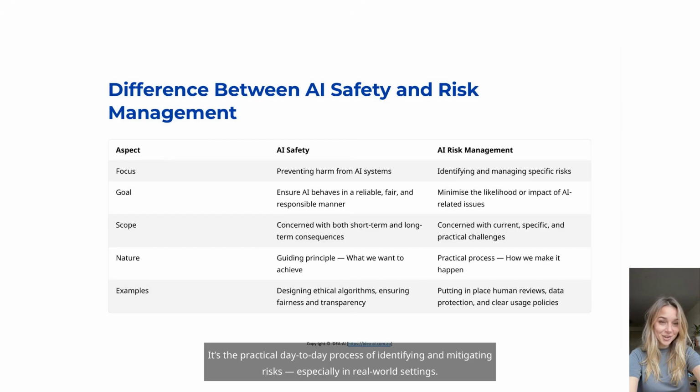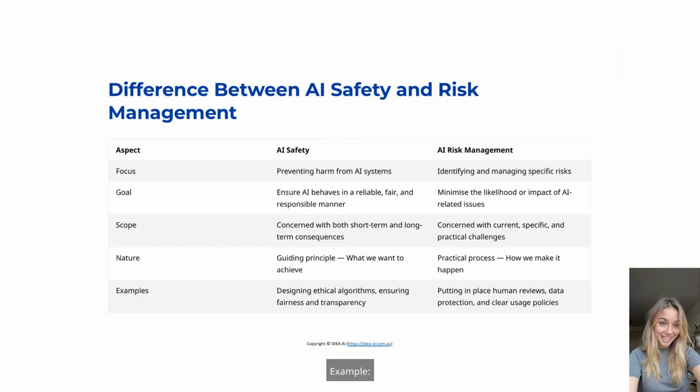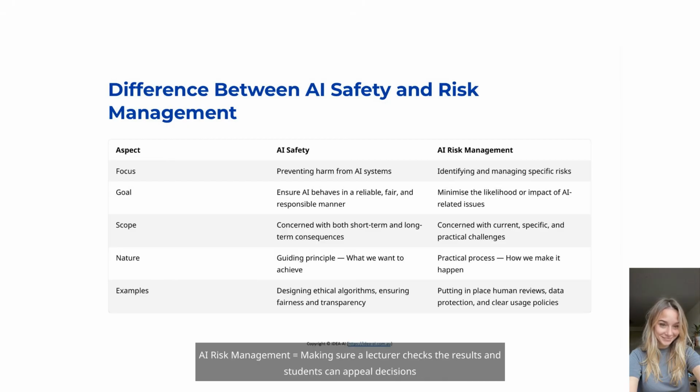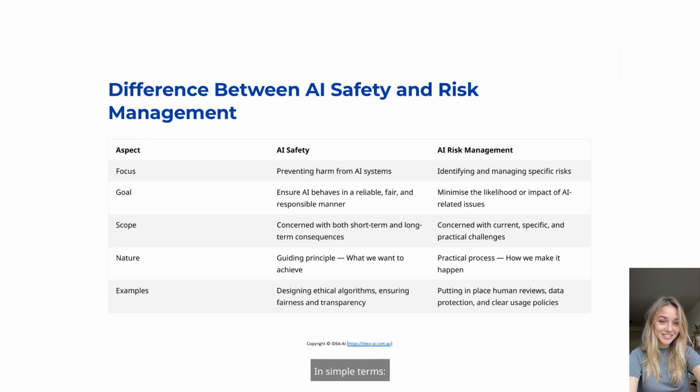especially in real-world settings. Example: AI safety, building a transparent, fair grading system. AI risk management, making sure a lecturer checks the results and students can appeal decisions. In simple terms, safety is the principle, risk management is the action. Both are essential, and both need your attention.